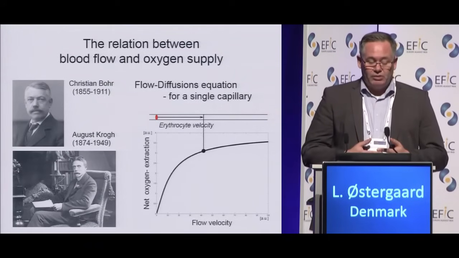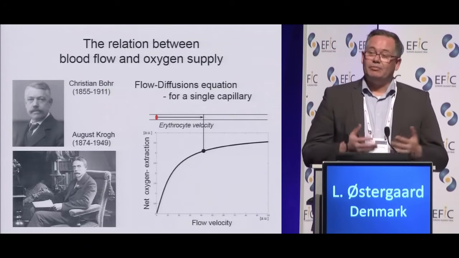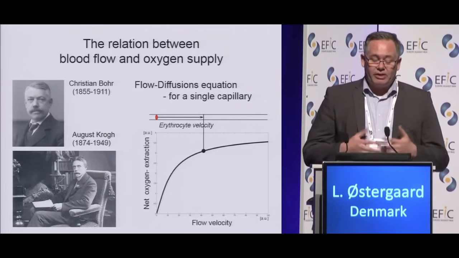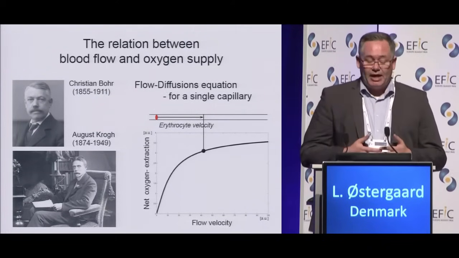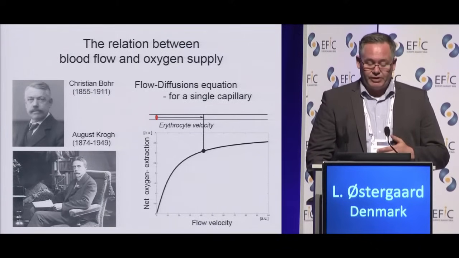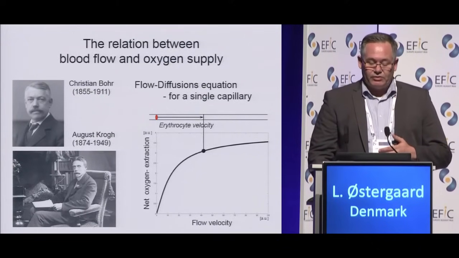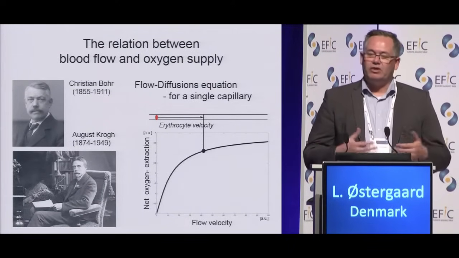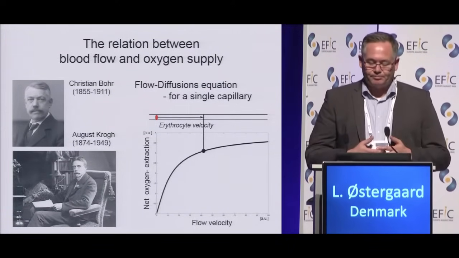It originates from these two brilliant Danes who looked at single capillaries and observed how substances such as oxygen could be extracted from individual capillaries. So they looked at single capillaries, they looked at the velocity of blood and hence how much blood passed through the capillary per unit time. And so there was this relation between flow velocity and how much, in this case, oxygen could be extracted. You can see that's a nice increasing curve, so it means the higher the velocity, the more oxygen is available.